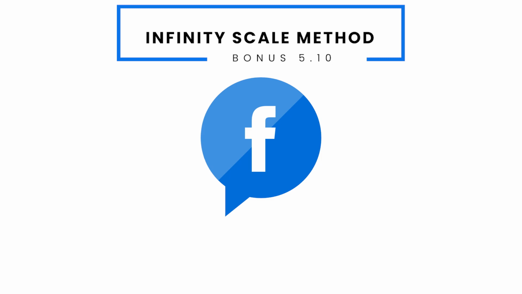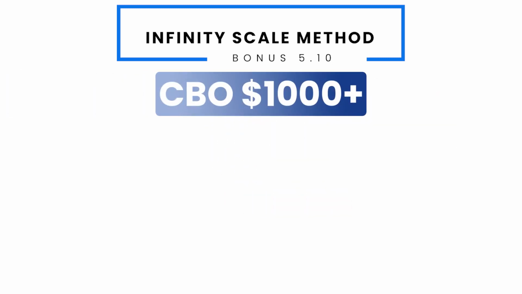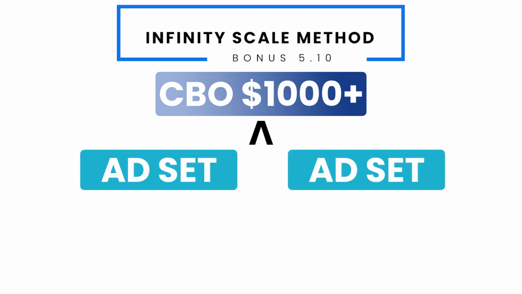Alright, coming back to the setup, it looks like this. You're going to create a CBO campaign with a daily budget of $1,000 plus. I usually start with either $2,500 or $5,000, but it could also work with $1,000. The CBO is going to have 2 ad sets inside of it, each with the same targeting.